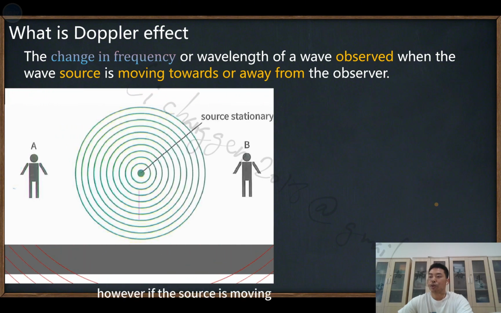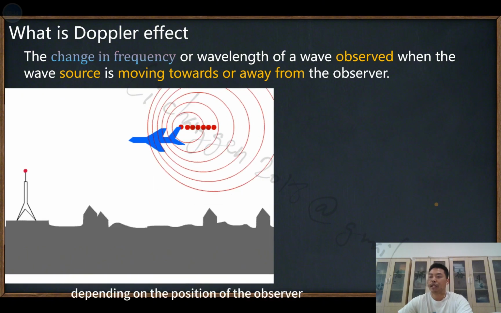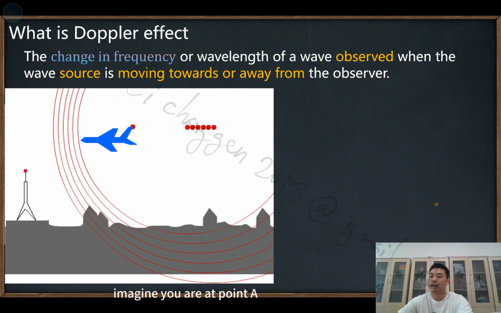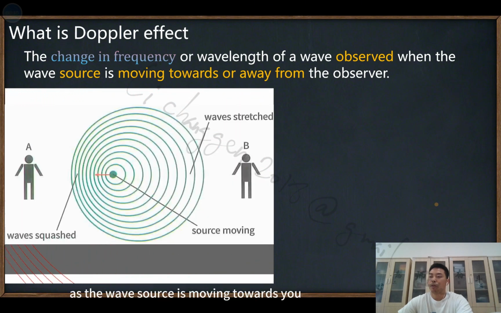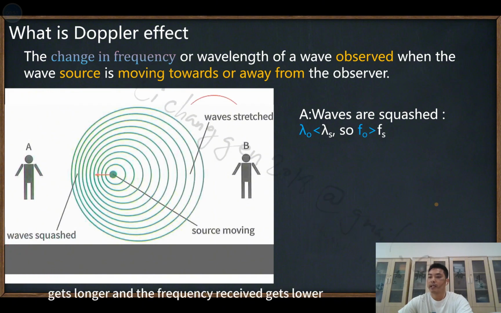However, if the source is moving, for example, to the left, the wavelengths will change depending on the position of the observer. Imagine you are at point A. As the wave source is moving towards you, the waves get squashed together, so the wavelength gets shorter and the frequency received gets higher. And on the other hand, supposing you are at point B as the source is moving away from you, the waves get stretched out. So the wavelength gets longer and the frequency received gets lower.